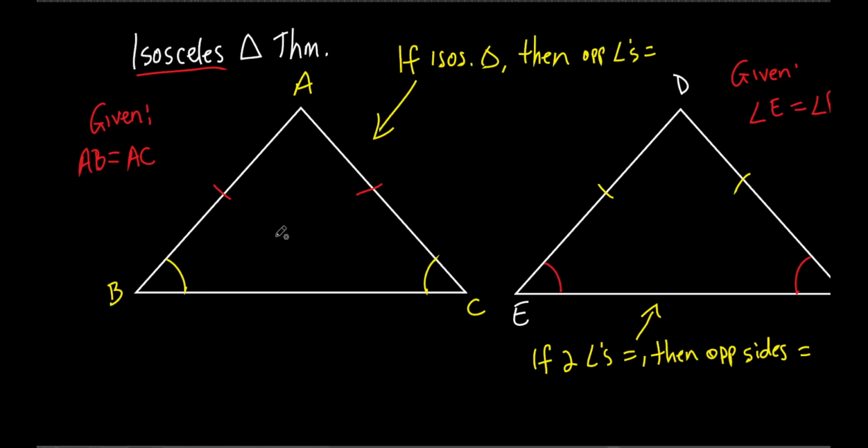So this one, what did they tell you? They told you the two sides were equal. What could we figure out? We could figure out that the two opposite angles are equal. Okay, that's what we know from this theorem. What does the second theorem give you? The second theorem gives you that the angles are equal. So what can we figure out about the two sides? The two opposite sides are going to be equal to each other.